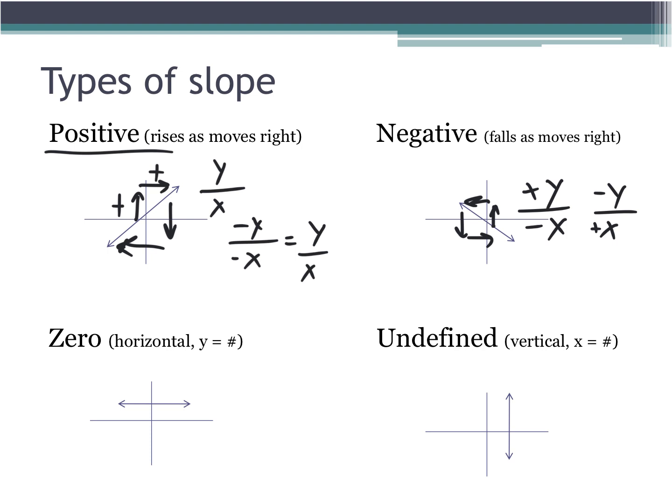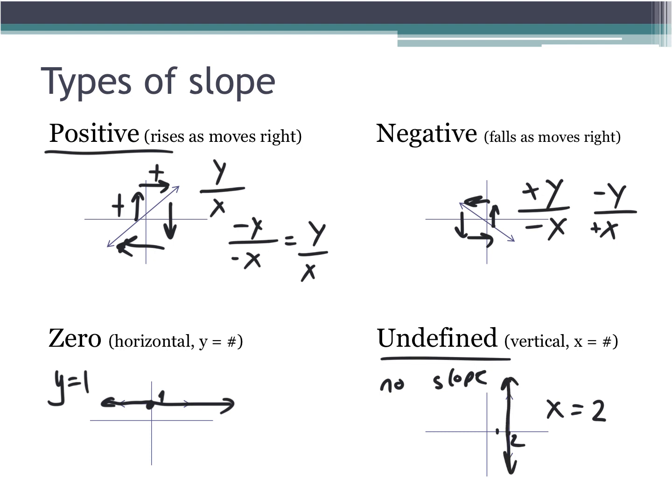Now, for the horizontal, in this case, let's pretend that this line is equal to 1. We can say that y is equal to 1 because we can climb 1, and then it's always going to be that number in that graph. And then this one is undefined, meaning no slope. So in this case, let's pretend that this is 2. We can say that x is equal to 2 because that line is always going to be at x equal to 2.